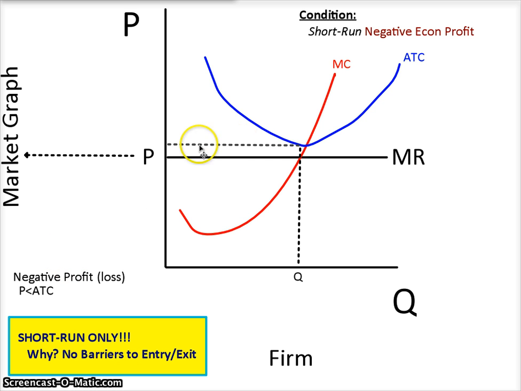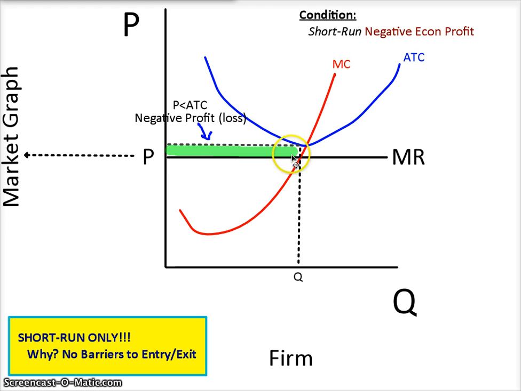Then we cut over to this axis, we shade it, we label it, and if we want to put the icing on the cake, we can put the condition, price is less than ATC. This is a loss. This firm's not doing well.